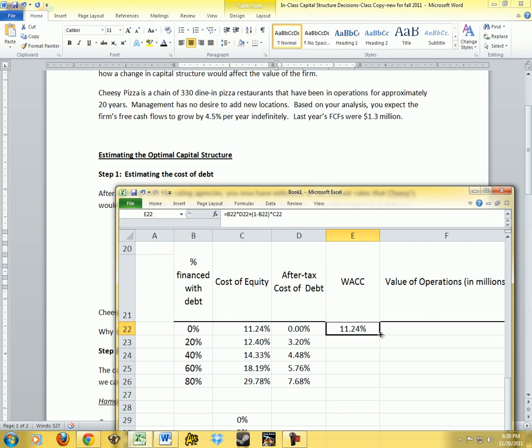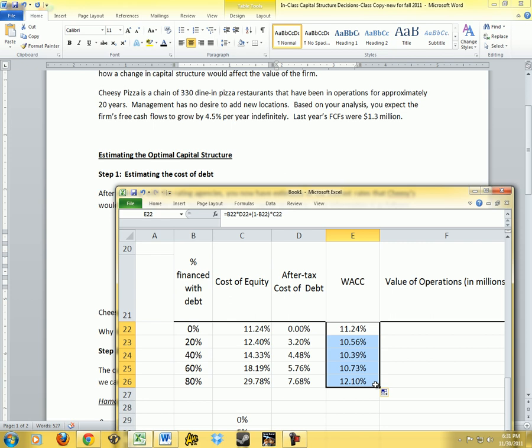So I'm going to pull this down. So what we're looking for here is the lowest weighted average cost of capital. So as we can see, the lowest weighted average cost of capital for Cheesy Pizza for the different options we have here is 10.39%. So that would tell us automatically that 40% debt, 60% equity is preferable to their existing capital structure of 20% debt and 80% equity. So that's where we can make that decision.